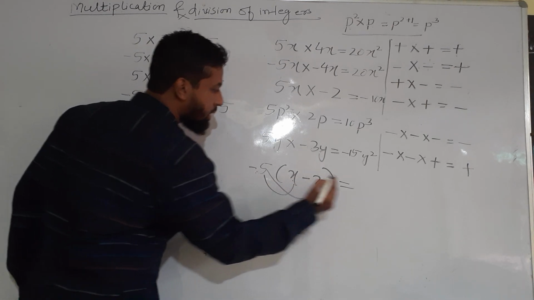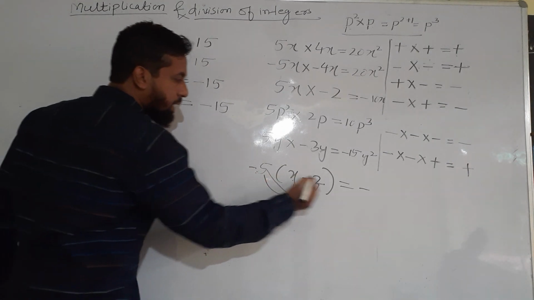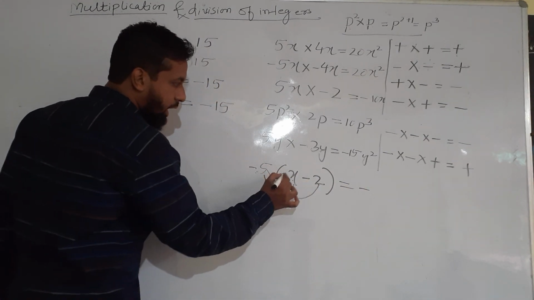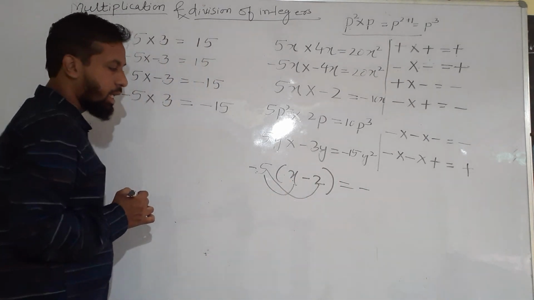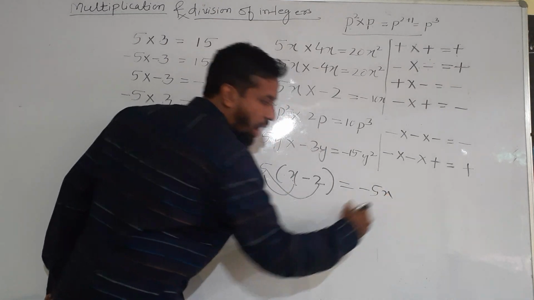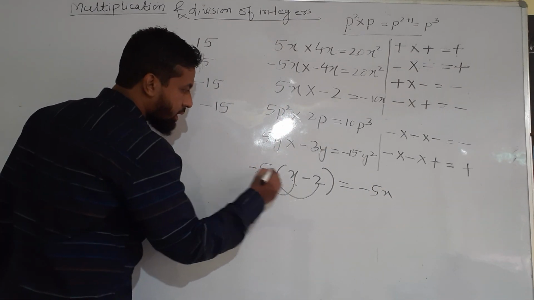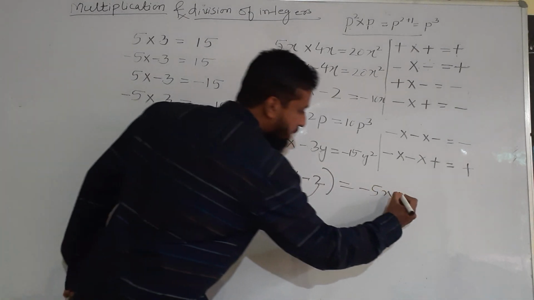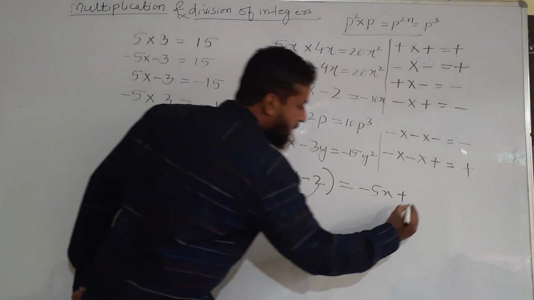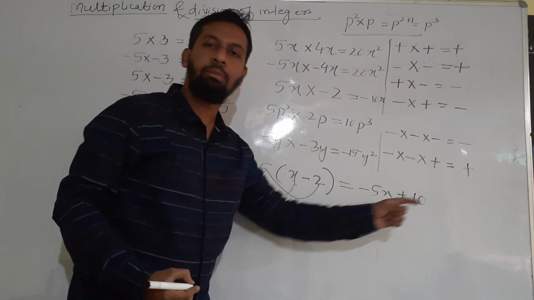Minus into plus is minus. Here sign is positive. Minus into plus is minus. 5 into x is 5x. Again, minus into minus is plus. 5 into 2 is 10. The result will be minus 5x plus 10.